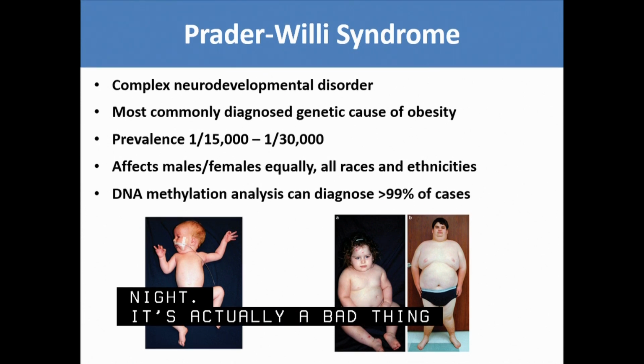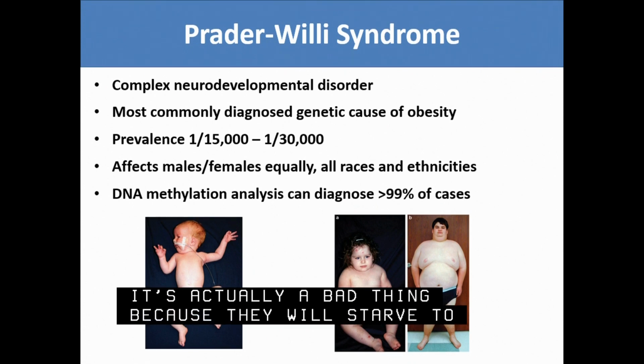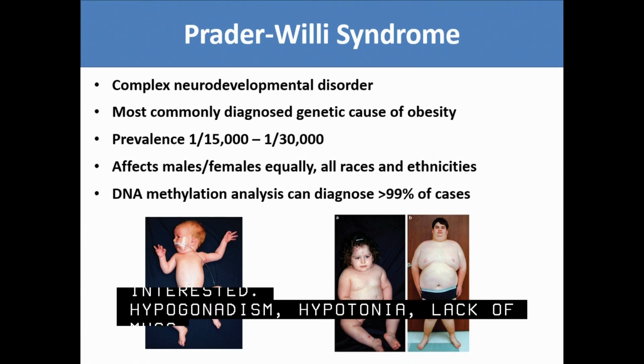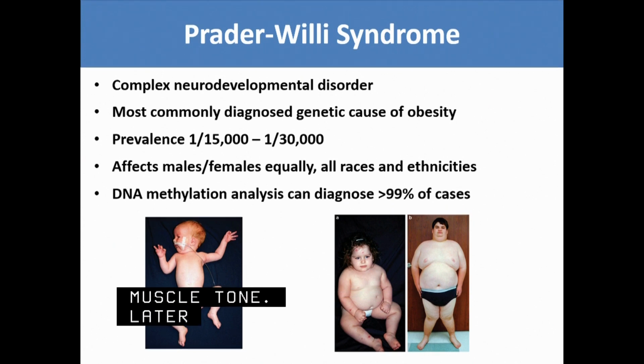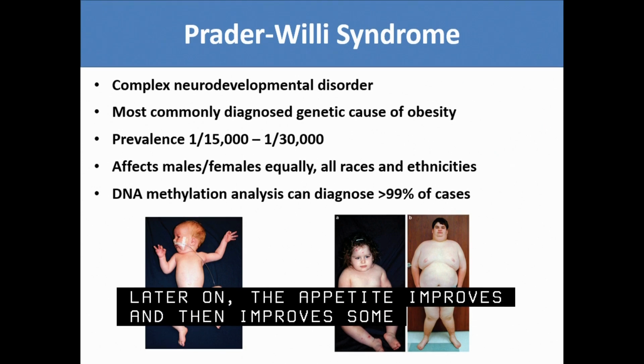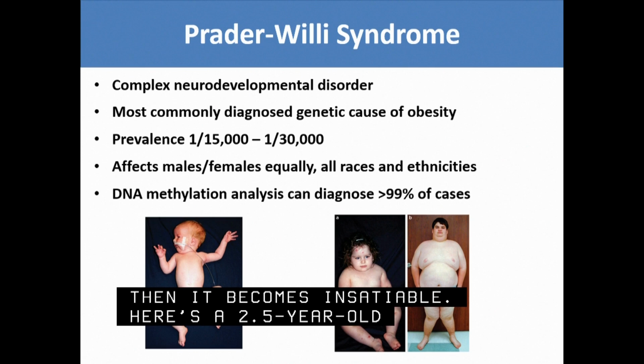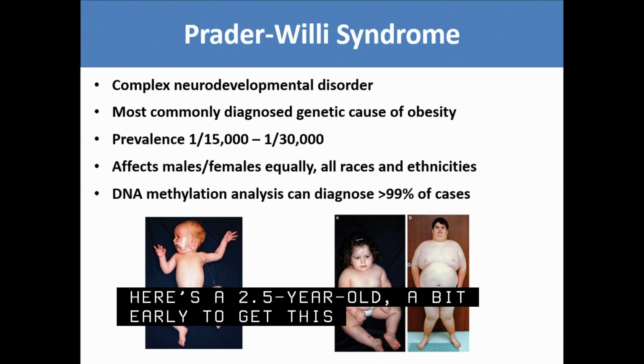Hypogonadism, hypotonia, lack of muscle tone. And then later on, and I'll go into more detail on this, the appetite improves, and then it improves some more, and then it becomes insatiable. And here's a 2.5-year-old, which is a little bit early to get this obese, but you can see she has an old G-tube site there, skin picking sites, where they're compulsive skin pickers, most of them, and then an adolescent.